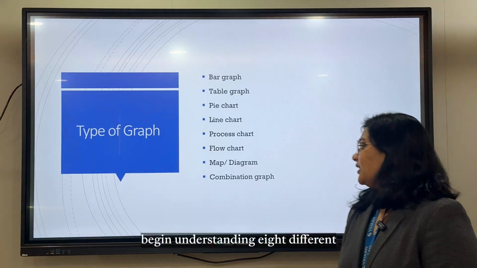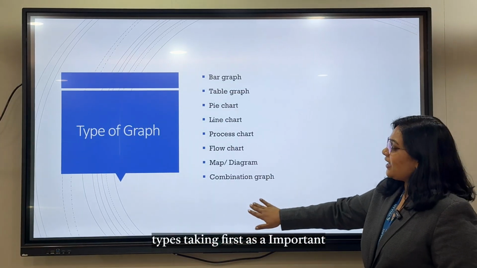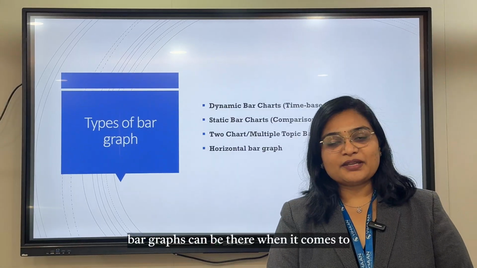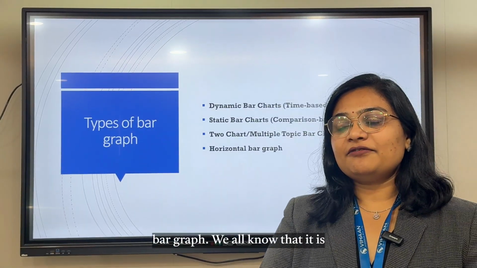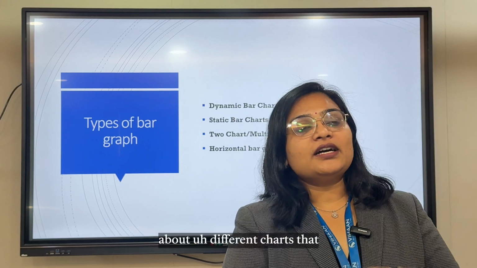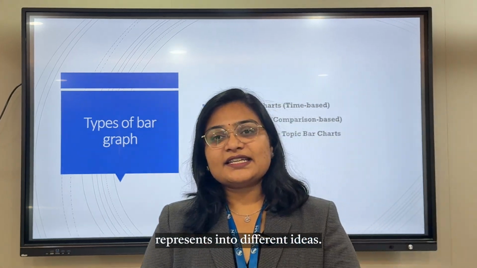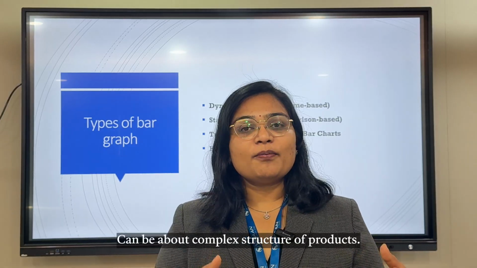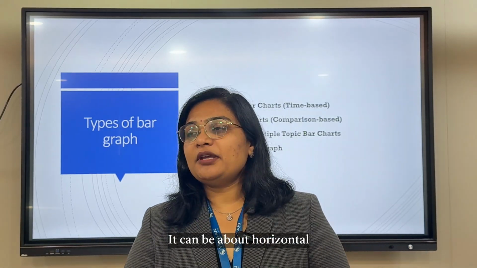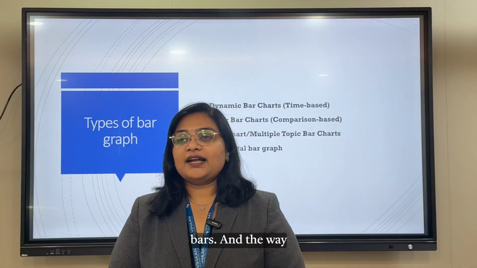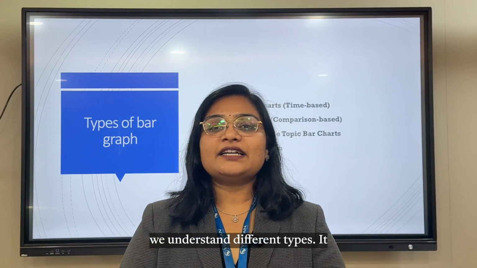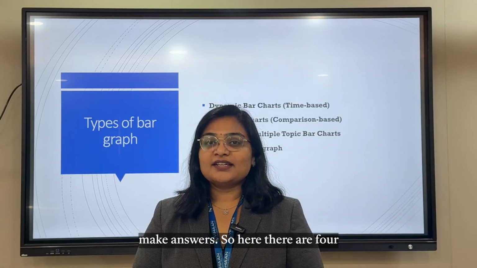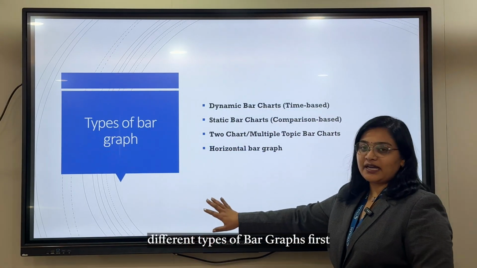So here we begin understanding the 8 different types, taking the first as an important part: different types of bar graphs. When it comes to the bar graph, we all know that it is about different charts that represent different ideas. It can be about a time frame, it can be about a complex structure of products, it can be about horizontal bars, and the way we understand the different types makes it easier and more convenient to write answers. So here there are 4 different types of bar graphs.